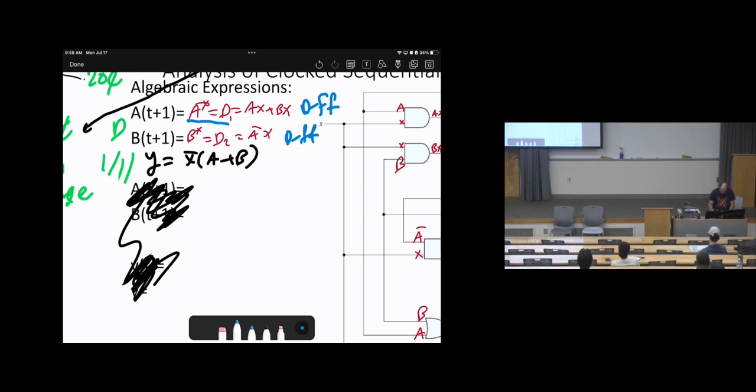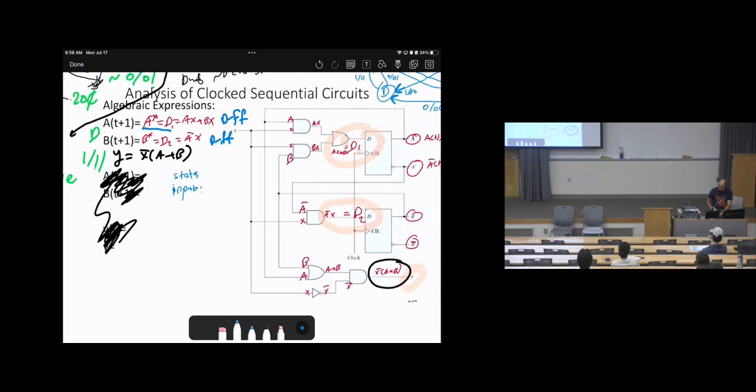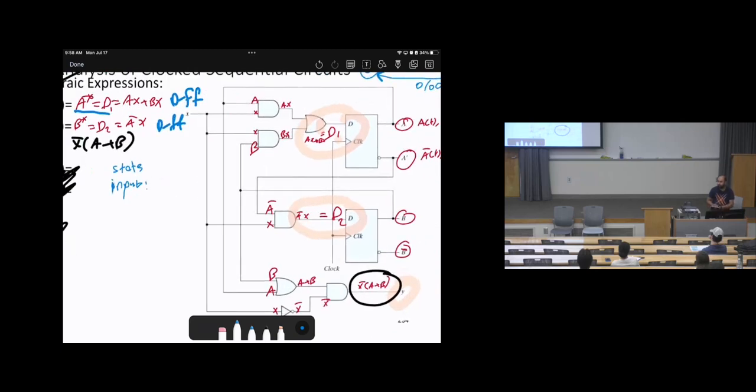Look at the states and inputs. How many inputs do we have? Look at this circuit. 1, right? Which is input X. Do you agree? Now, how many states do we have? Which is how many flip-flops do we have? 2. So we have states A and B, right?